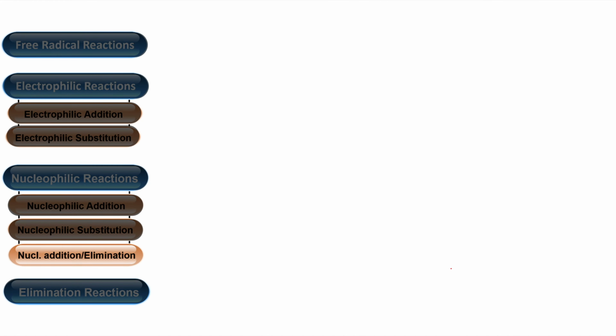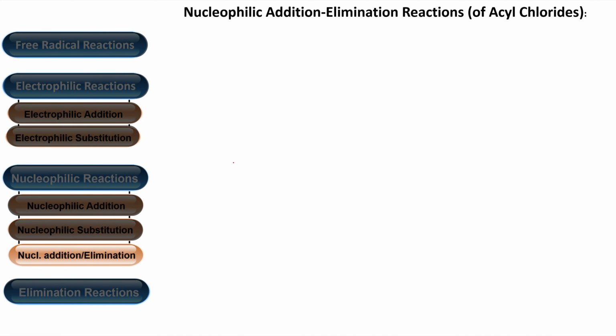The final type of nucleophilic reactions is the nucleophilic addition-elimination reaction. It's the same reaction where the addition and elimination takes place. So here we're going to talk about the nucleophilic addition-elimination reactions of acyl chlorides. So we start with the first half of the reaction, which is the addition reaction. So we have ethanoyl chloride, which is an acyl chloride, and water is the nucleophile.